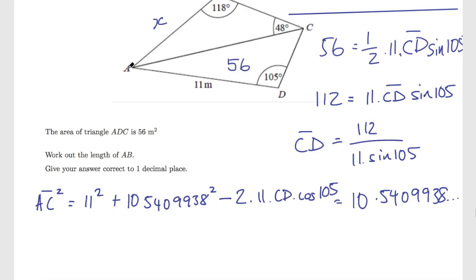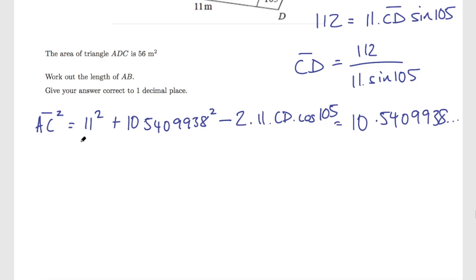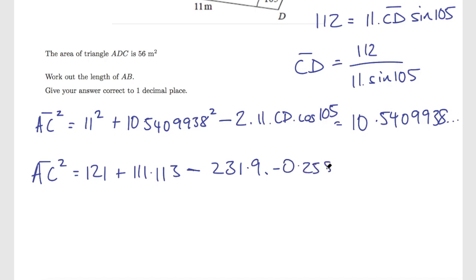So now I have a formula that will allow me to find the length of AC, this side in here, and I just need to work all of that out. So AC squared is going to equal 121 plus 111.113, that's rounded off a little bit, minus 231.9, that's 2 times 11 times CD, multiplied by the cosine of 105, which is minus 0.258 approximately.